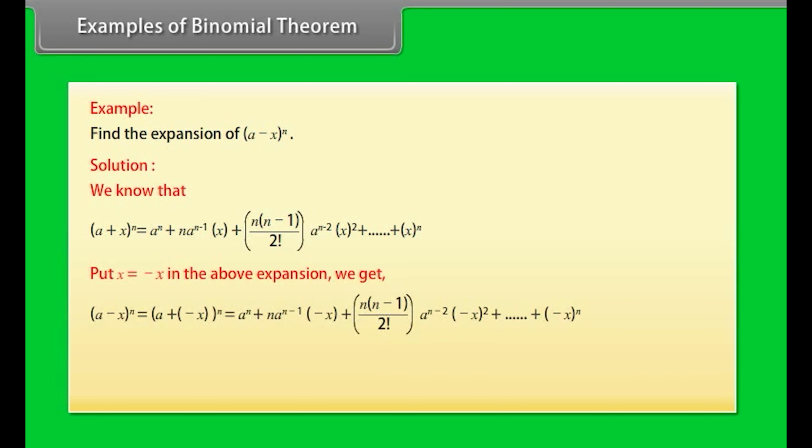We get aⁿ - n aⁿ⁻¹ x + n(n-1)/2! aⁿ⁻² x² and so on up to (-1)ⁿ xⁿ.